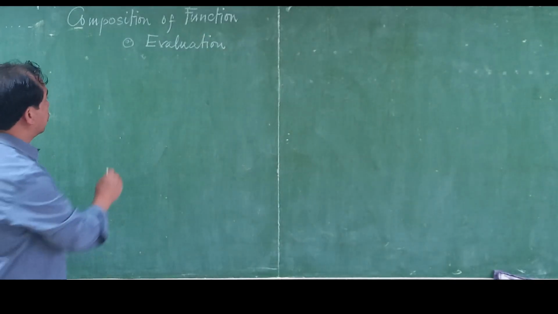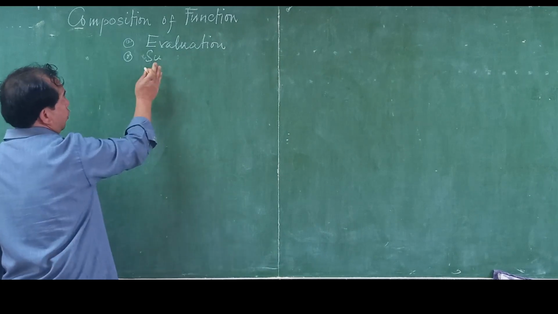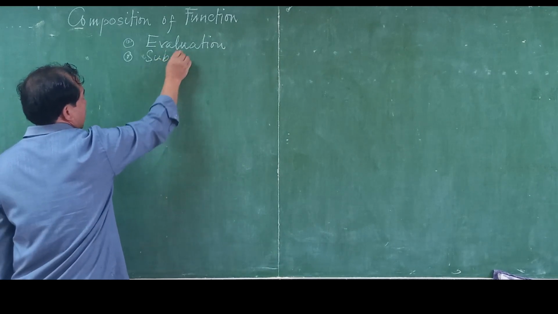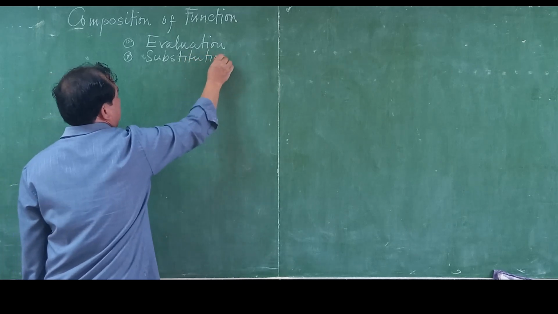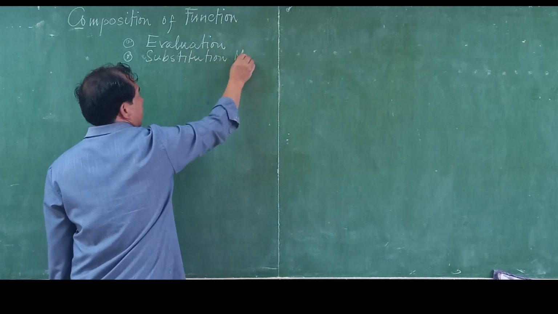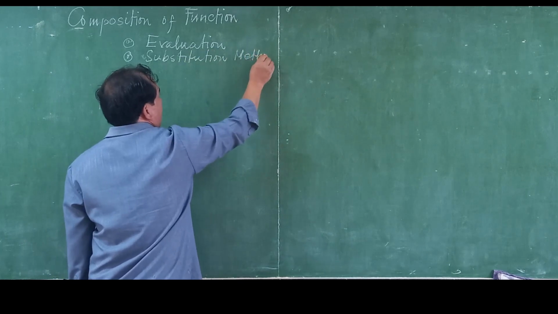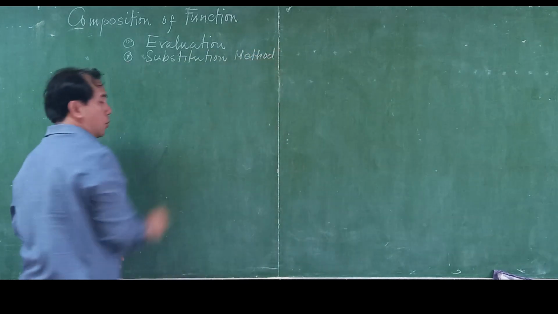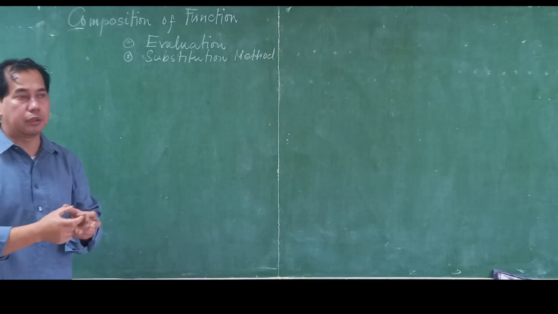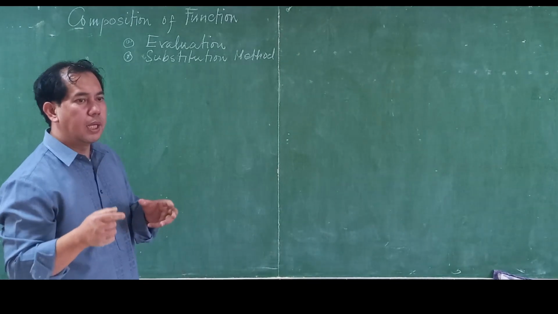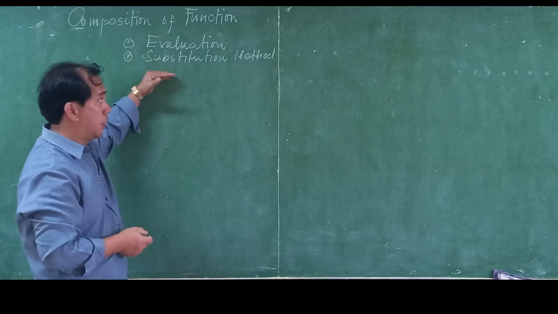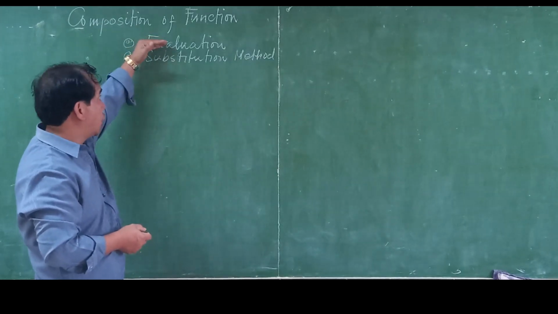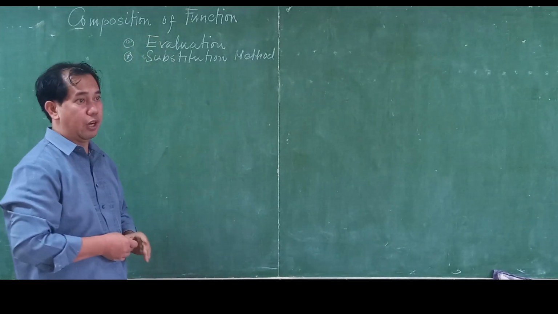So in the evaluation of function, we make use of the substitution method. Okay? So these are the ideas or concepts that will go together. Every time that we are going to have the evaluation of function, this will always go together. So evaluation and substitution of functions.